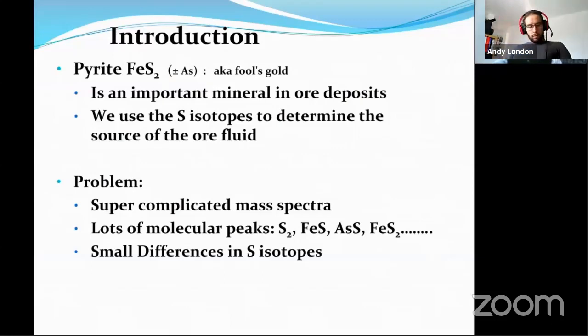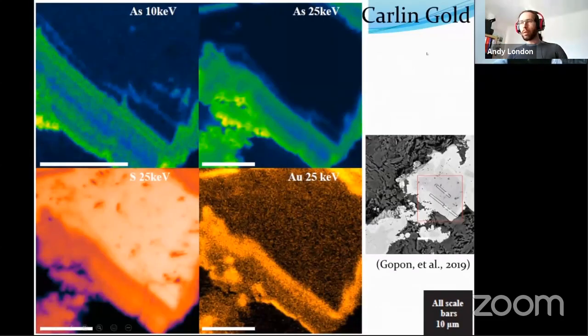There's lots of molecular peaks as well, and we're looking for really small differences in the sulfur isotopes. This is the sample we were trying to do this with in the first place. It's from Nevada. It's a gold deposit, and the gold is actually hosted in this arsenic-rich overgrowth on the arsenic-poor pyrite core here. You can see that's really fine oscillatory zoning.